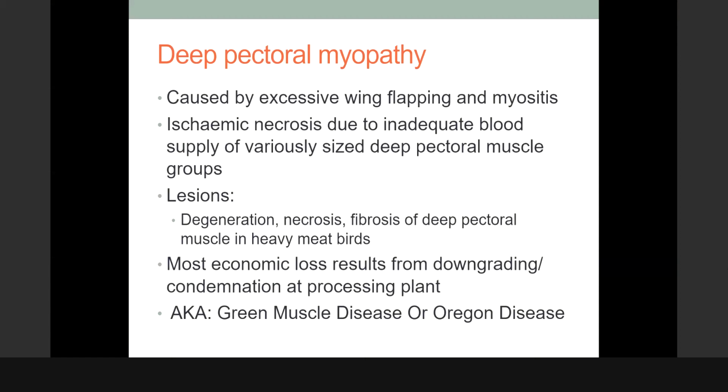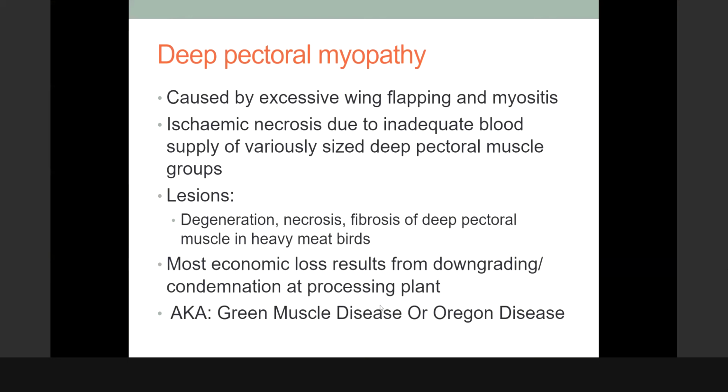So same with chicken. If they want to flap their wing, they require movement of the breast muscle, and then excessive wing flapping, when you try to chase them during transportation before processing, where they overflap their wing, leads to the ischemic necrosis of the deep muscle. But the lesion that you'll see is degeneration, necrosis, fibrosis of deep pectoral muscle in the heavy meat chickens.